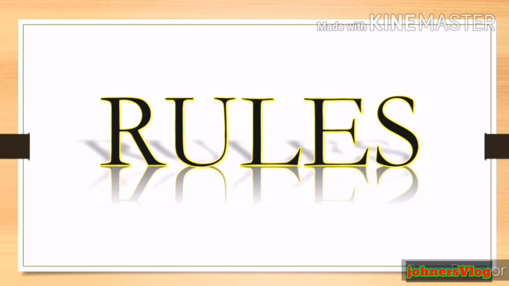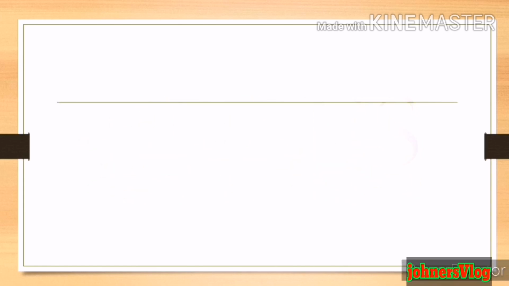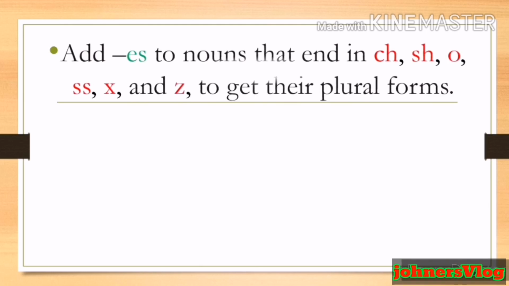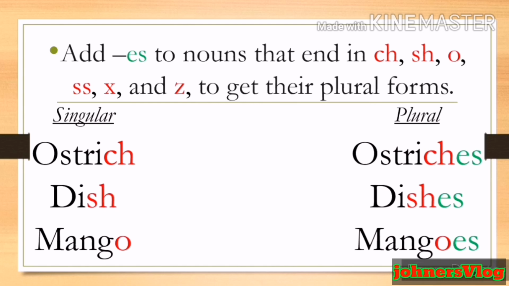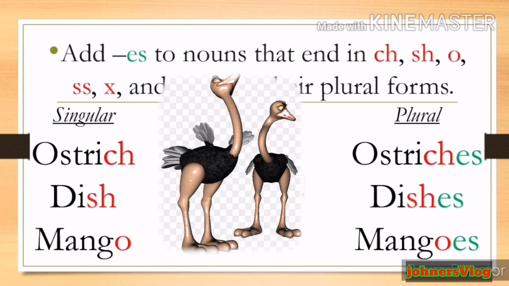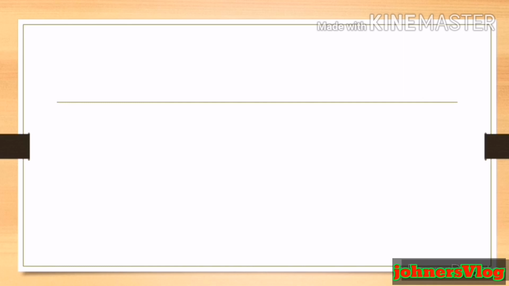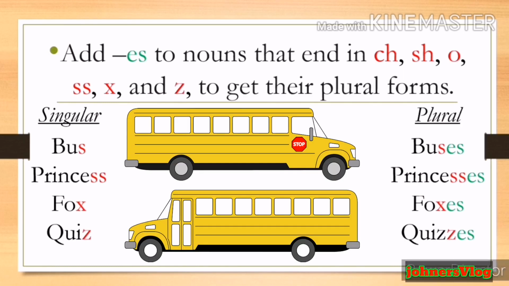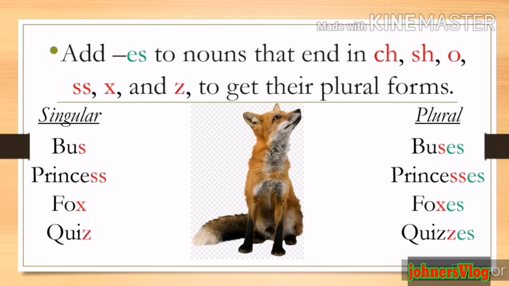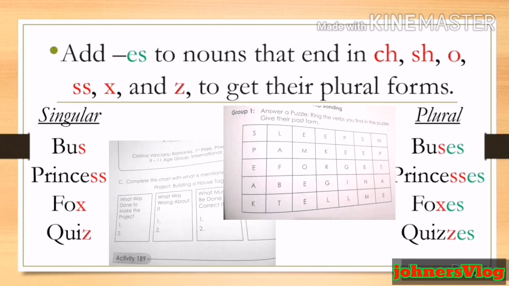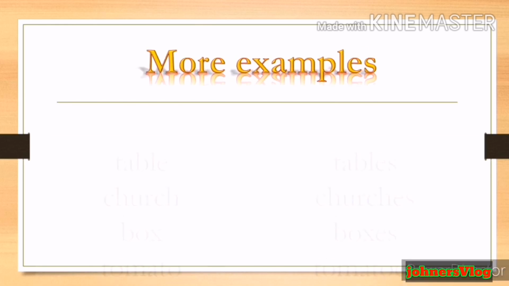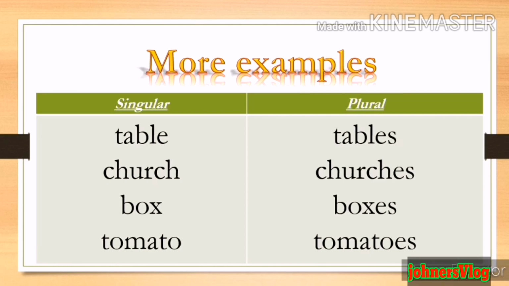And also, there are rules with regards to singular and plural nouns. First, add ES to nouns that end in CH, SH, O, SS, X, and Z to get their plural forms. For example: ostrich, ostriches; dish, dishes; mango, mangoes; bus, buses; princess, princesses; fox, foxes; quiz, quizzes. More examples: church, churches; box, boxes; tomato, tomatoes.